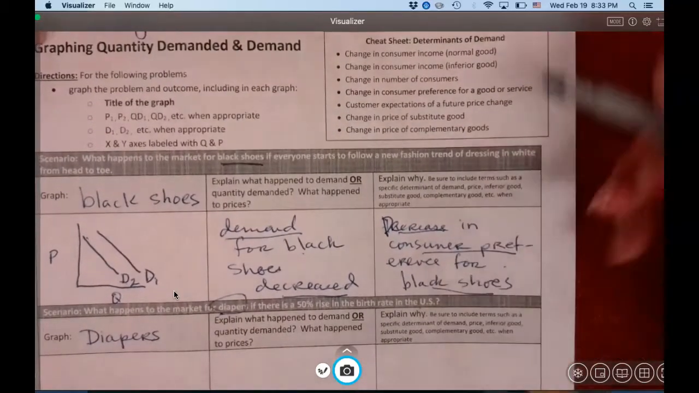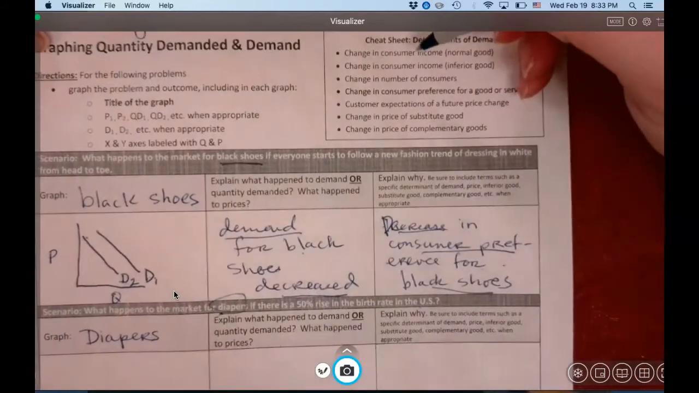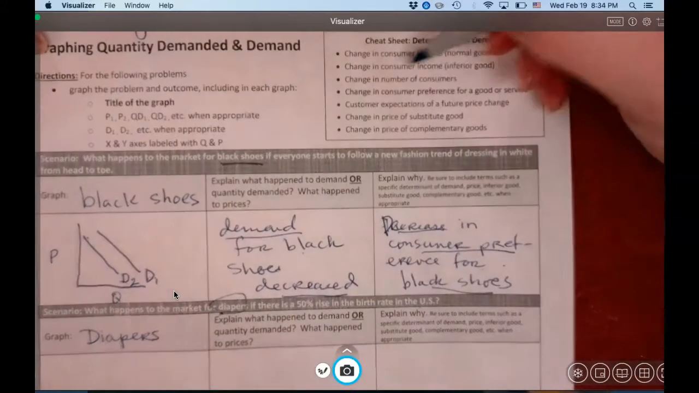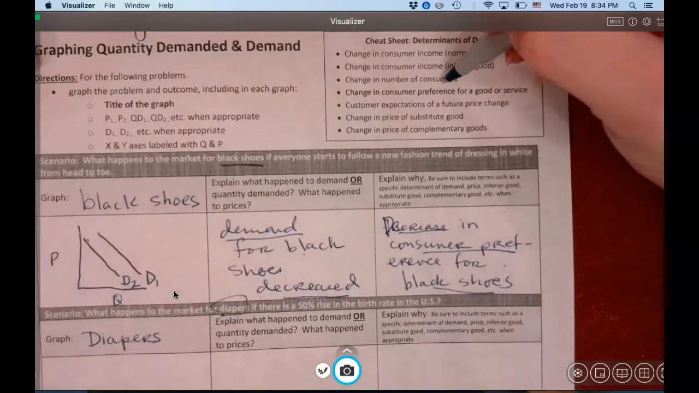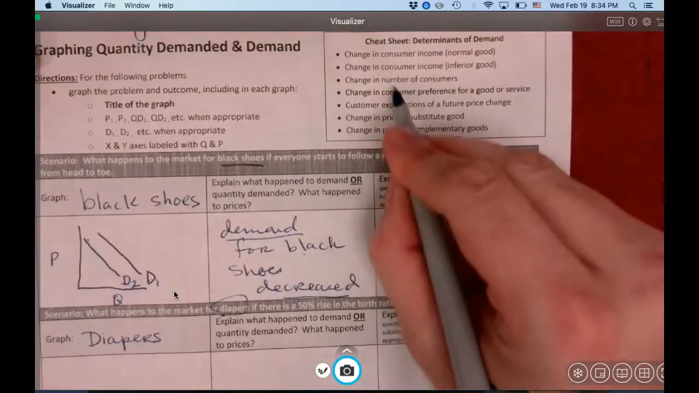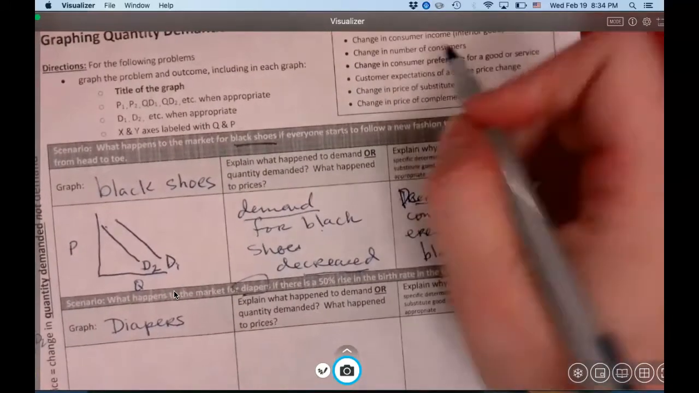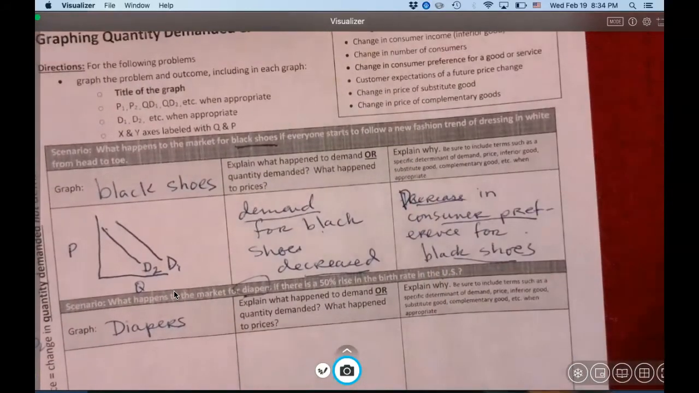So this has to do with a change in number of consumers. All of a sudden we have a lot more people being born, so there's a lot more parents. So we have an increase. So what's happening to the number of consumers? Is it increasing or decreasing?